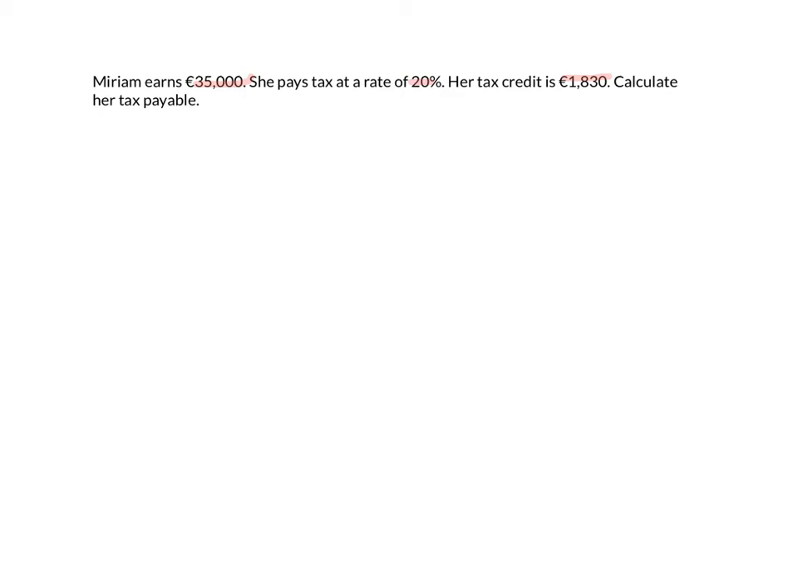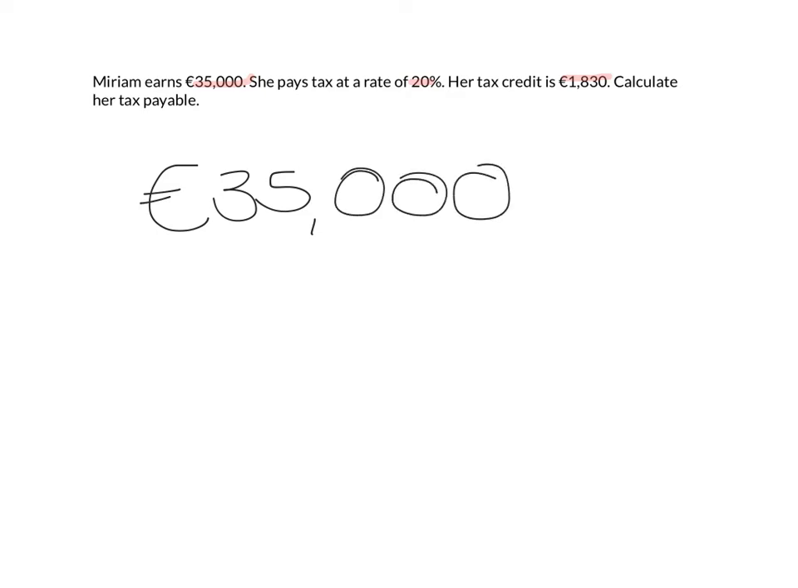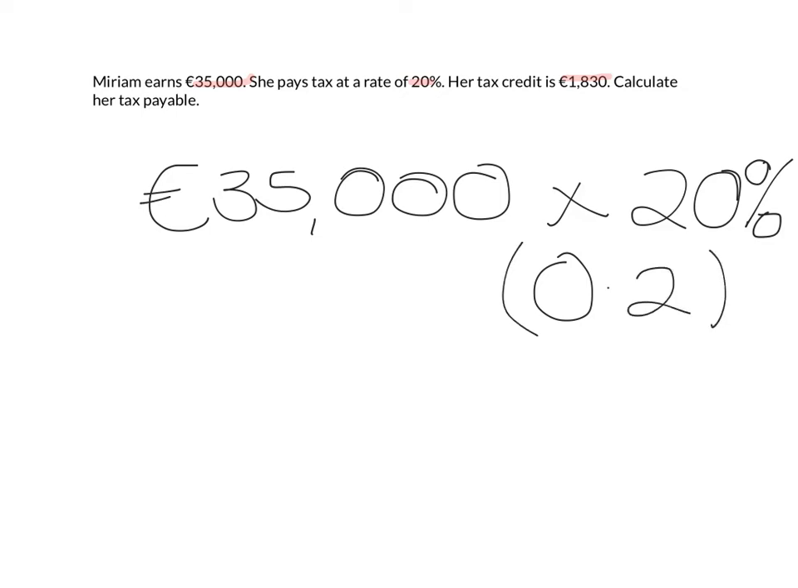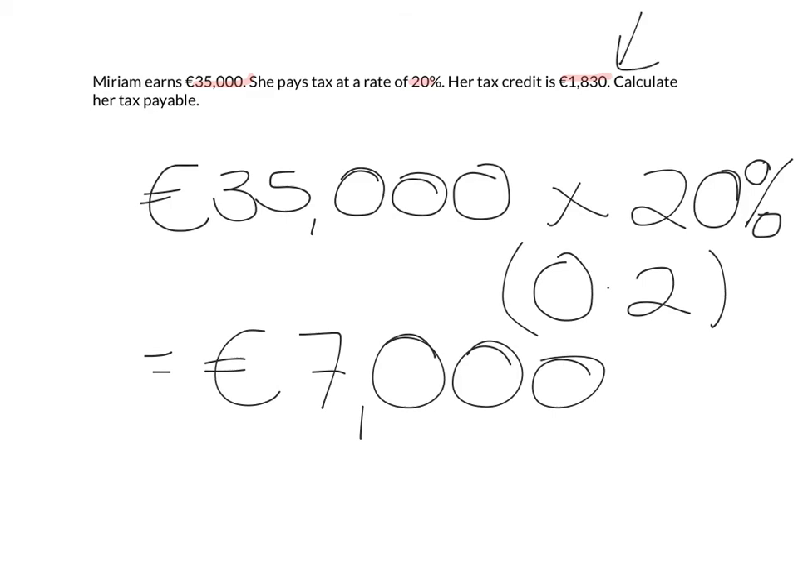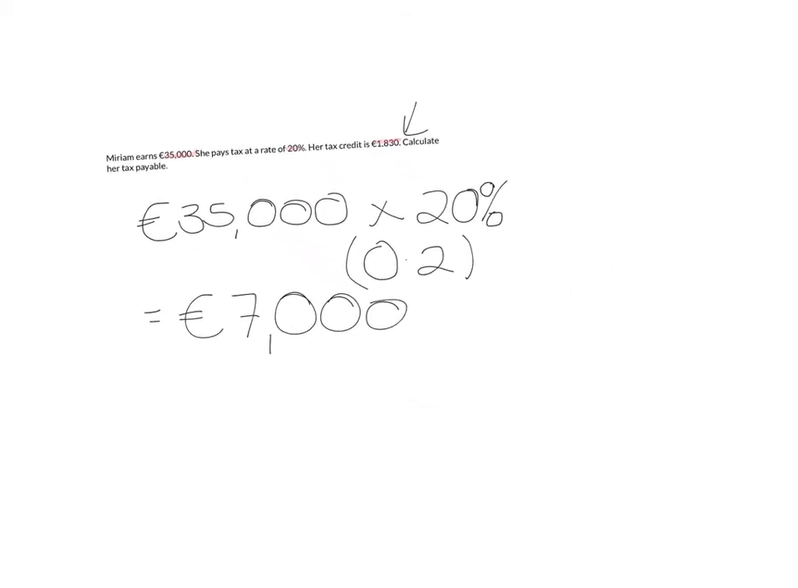So it's quite simple. We take her 35,000, her annual wages, and we multiply it by her rate of tax. Now be very careful. When you're multiplying by 20% on your calculator, you have to make sure you put in the percentage sign. Another way of writing that is 0.2. And we should get an answer of €7,000. Now that's not our final answer because we know that she has a tax credit available to her. So we still need to take that into account.